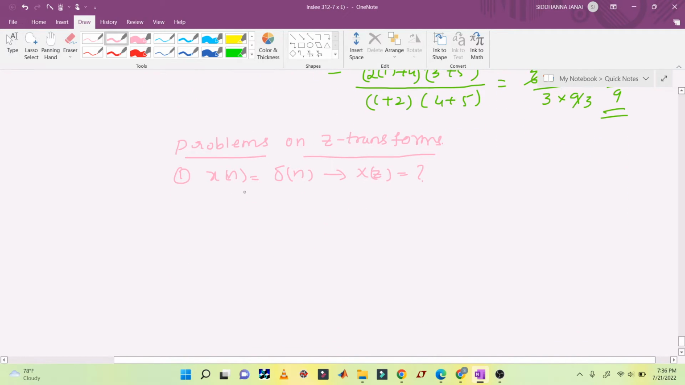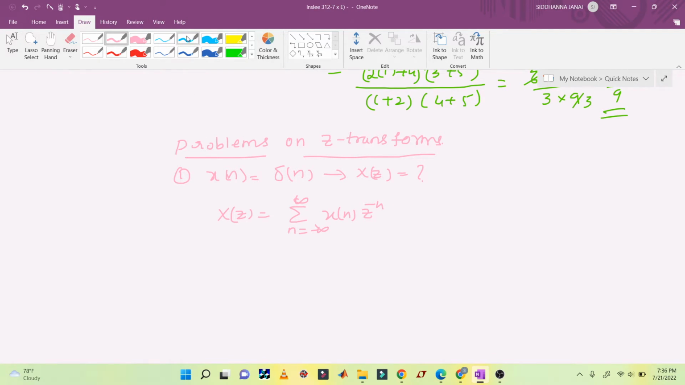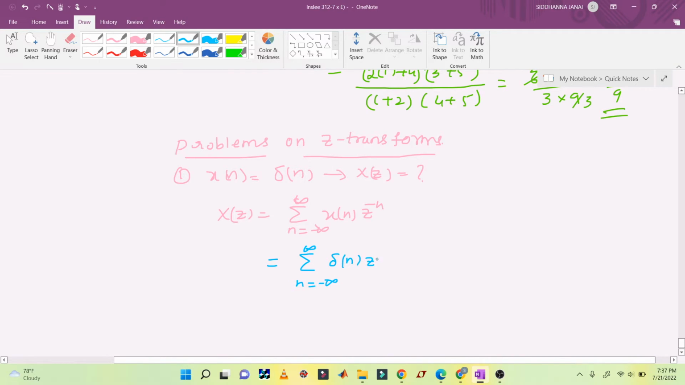So what is the equation of z transform? X of z is equal to summation n is equal to minus infinity to plus infinity x of n z to the power minus n. Correct? This is equal to summation n is equal to minus infinity to plus infinity delta of n z power minus n. Correct? I have substituted what is x of n.